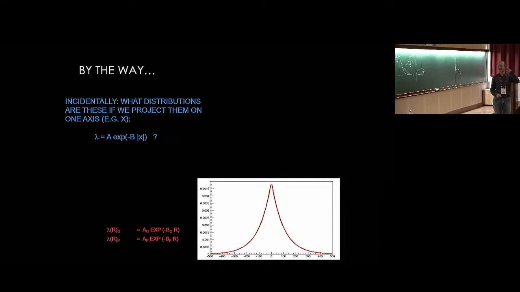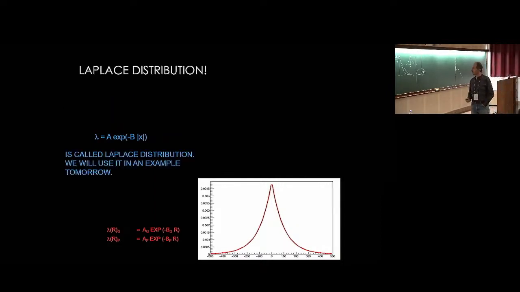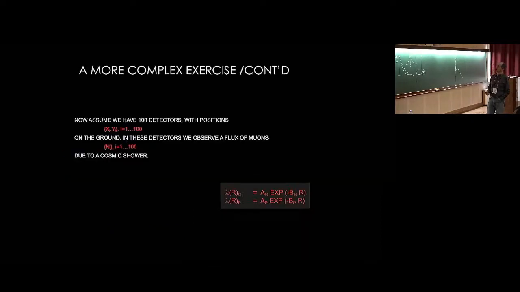It's an exponential on both sides, but it's called the Laplace distribution. An exponential of the absolute value of x in this case. So actually, we will use it in an example also tomorrow, this particular distribution. But okay, we can try to do this setup.